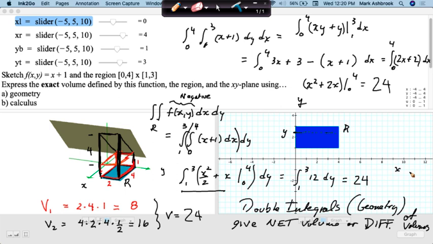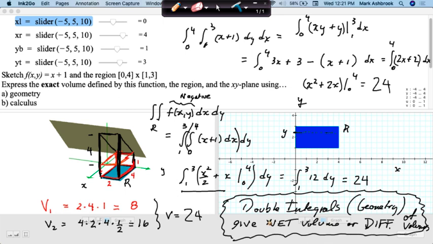Any volume that's above is added, and any volume that's below gets subtracted. If the surface always has positive z values, then yes, you get volume. But if the surface ever dips below the xy plane, it carves out volumes that get subtracted, volumes that have a negative contribution to the overall value. So then it's not volume anymore, it's the difference of volumes. Does that make sense? This is really important. Don't miss it on the test. Double integrals, what do they give? They give volume if the surface is always in positive z-land, or difference of volumes if it ever goes underneath the xy plane and carves out a volume below.